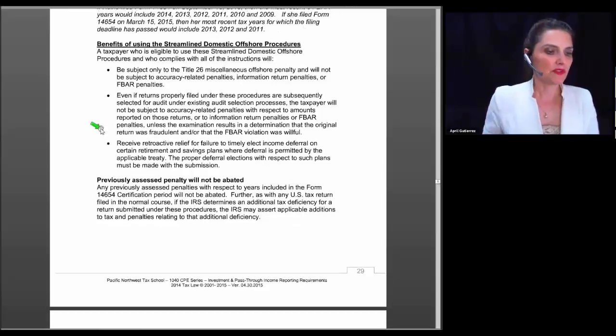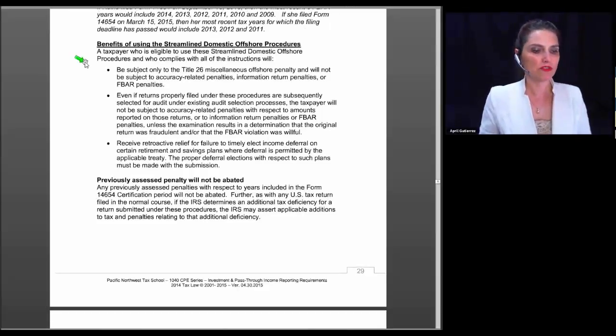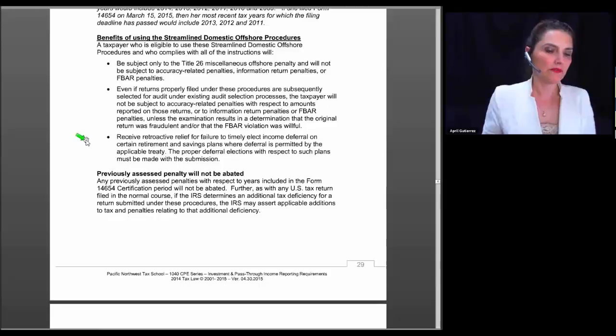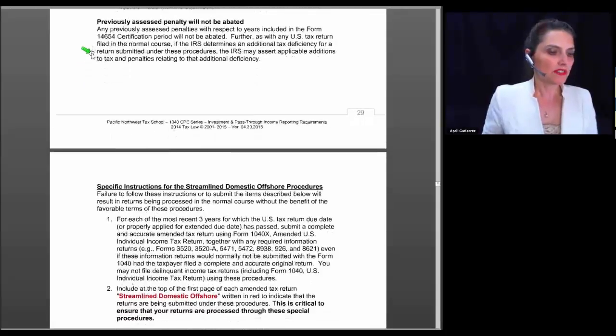Now, the benefits of using the streamlined domestic offshore procedures: a taxpayer who is eligible to use these procedures will be subject only to the Title 26 miscellaneous penalty. Even if the returns filed under this procedure are selected for audit at a later time, accuracy-related penalties will not be applied. They also receive retroactive relief for failure to timely elect income deferral on certain retirement accounts and savings plans. Previously assessed penalties, though, will not be abated, as I said.